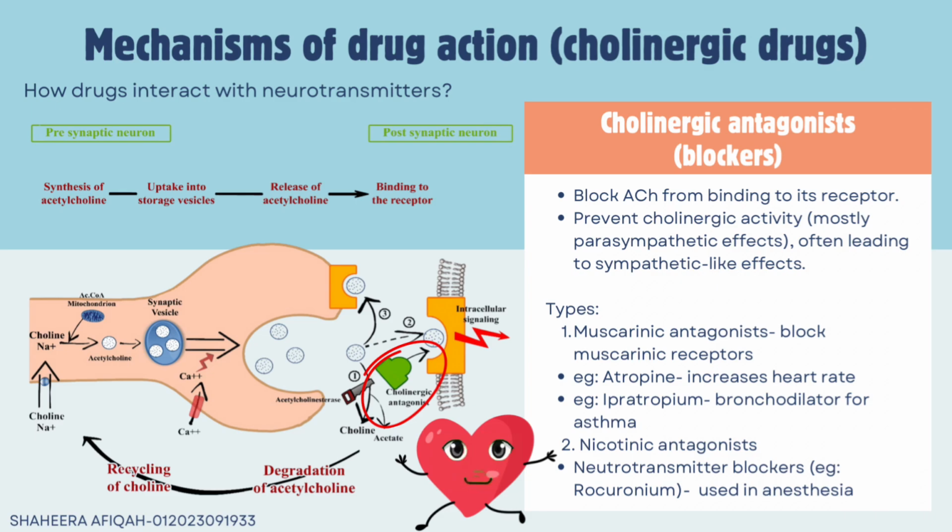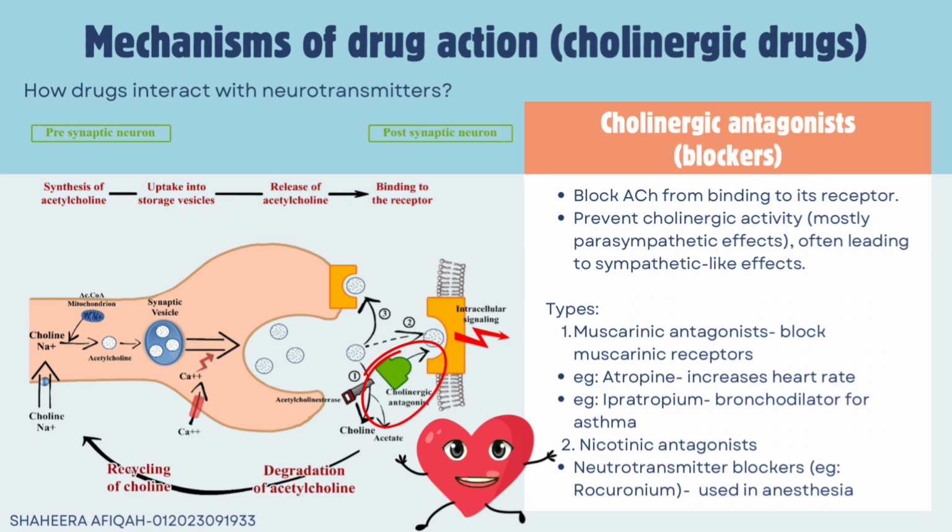Then the nicotinic antagonists are the neuromuscular blockers, for example rocuronium, and it can be used in anesthesia.